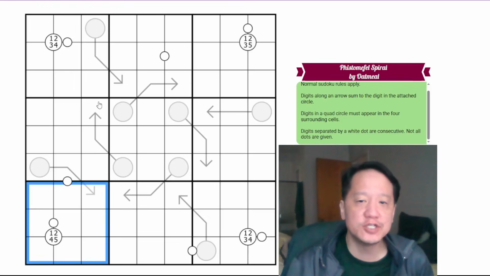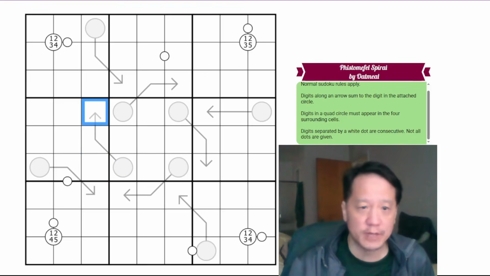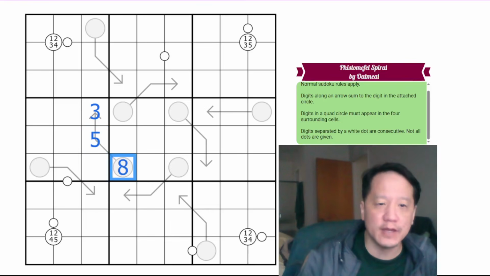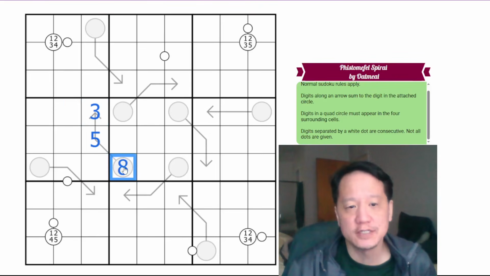Digits along an arrow sum to the digit in the attached circle. So for example, say you had a 3 and a 5 here, then this would have to be 8 because the digits along the arrow must sum to the digit that's on the circle that's attached to it. So these 3 and 5 would have to add up to 8, and therefore this circle would be an 8.